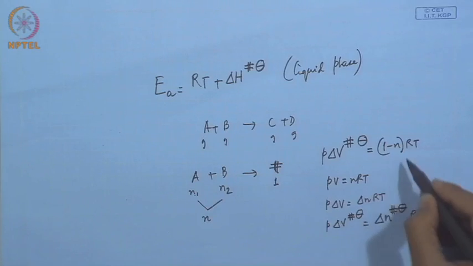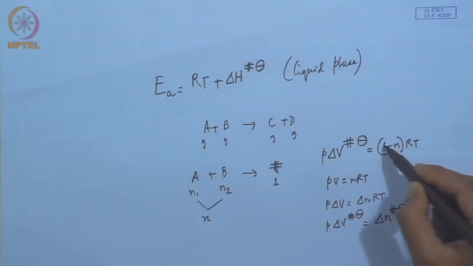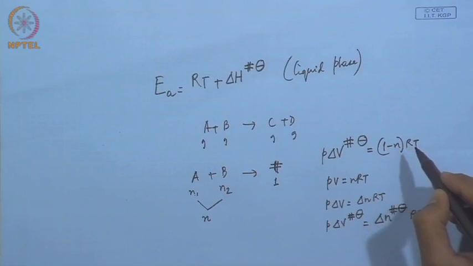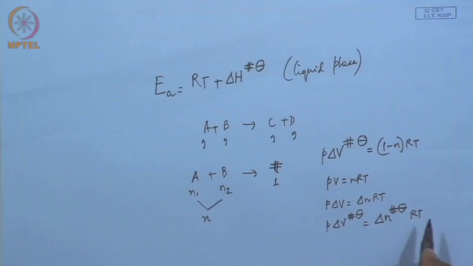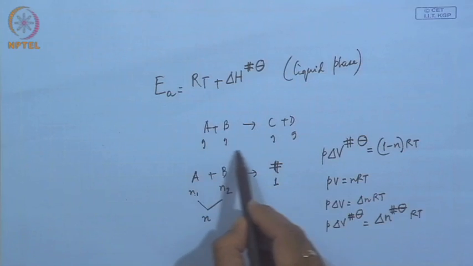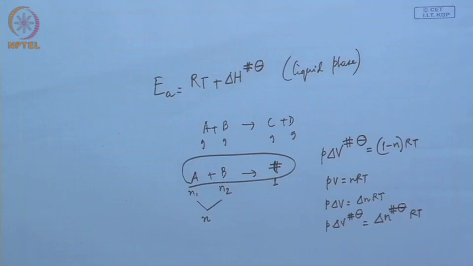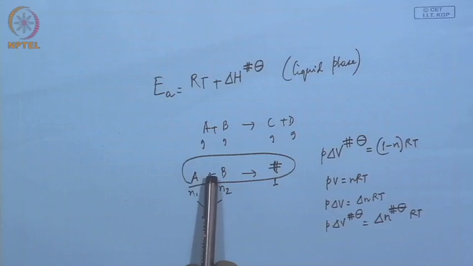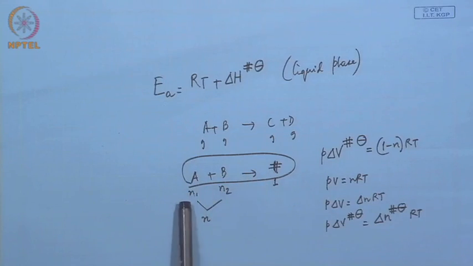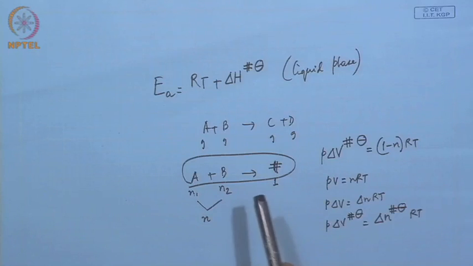Now, this delta N is nothing but your final minus initial, final is 1, initial is N, where N is from this step. You can call this step like an elementary step. In this elementary step your activated complex is formed. Therefore, the molecularity of this particular step, that is the step in which A plus B give rise to the activated complex, will be N1 plus N2 or maybe N, molecularity N, that is N number of molecules are involved in the production of 1 mole of your activated complex.